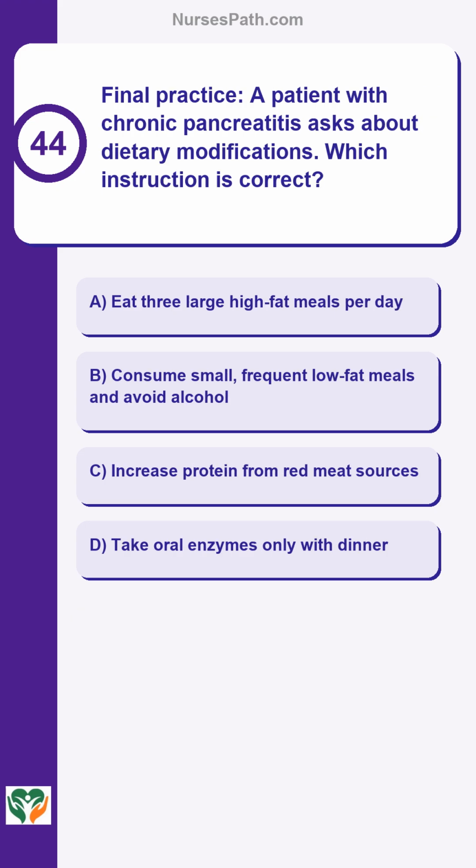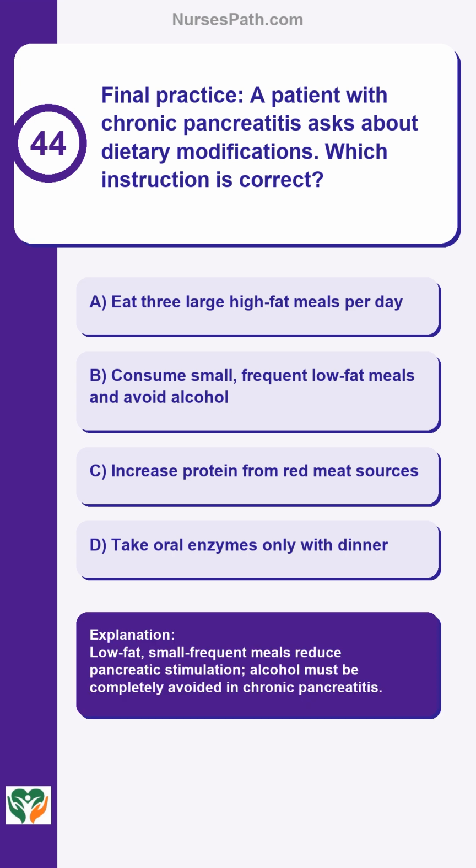Question 44. Final practice. A patient with chronic pancreatitis asks about dietary modifications. Which instruction is correct? Eat 3 large high-fat meals per day. Consume small, frequent low-fat meals and avoid alcohol. Increase protein from red meat sources. Take oral enzymes only with dinner. Low-fat, small frequent meals reduce pancreatic stimulation. Alcohol must be completely avoided in chronic pancreatitis.